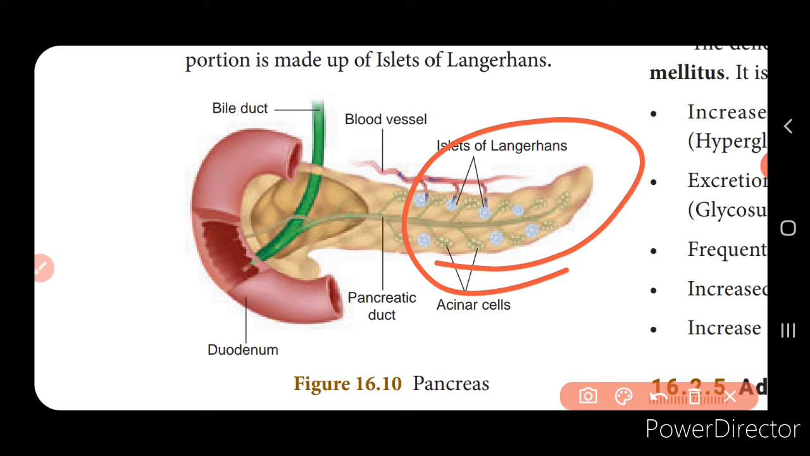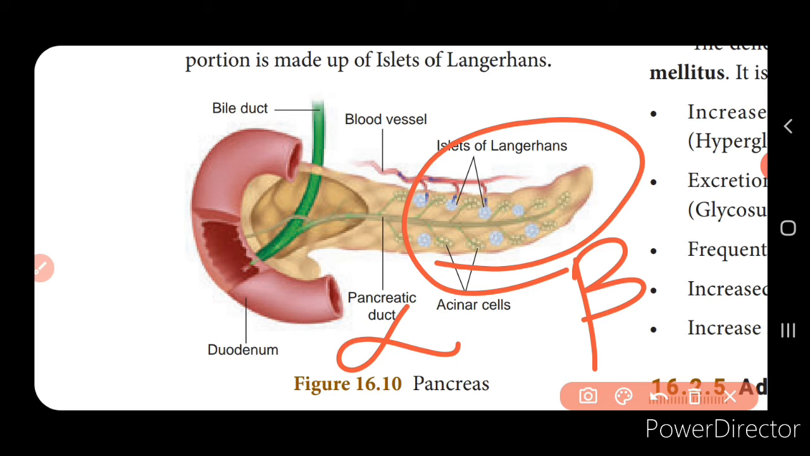Now, while if you see the endocrine part, this is made up of the islets of Langerhans, right? And if you see the islets of Langerhans, this consists of the alpha cells and the beta cells. Now, what does the alpha cell secrete? The alpha cell secretes the glucagon and the beta cell secretes the insulin.